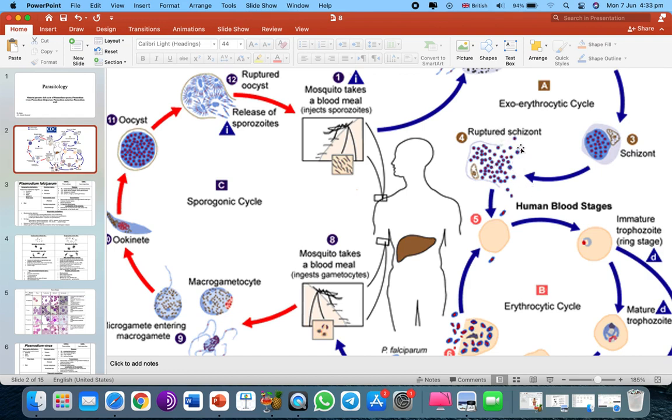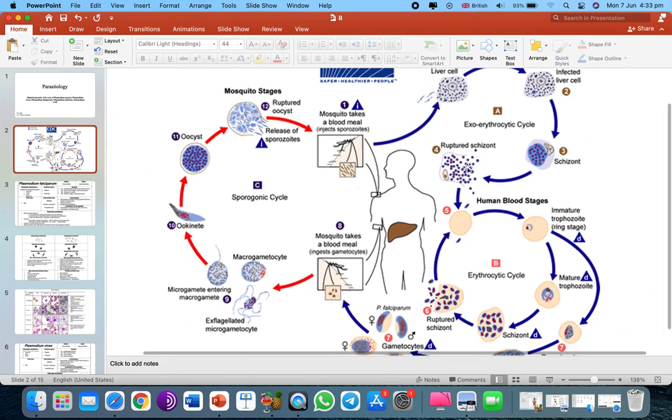So this schizont can infect another hepatocyte, or from the life cycle it will go to the human blood. Through the human blood, what will happen? This schizont will enter the RBCs, and inside the RBCs it will form something called an immature trophozoite. So just remember, the sporozoite has entered the body. Inside the hepatocytes, this sporozoite has transformed to schizonts. Inside the RBCs, these schizonts have transformed to immature trophozoites. That's called the ring stage.